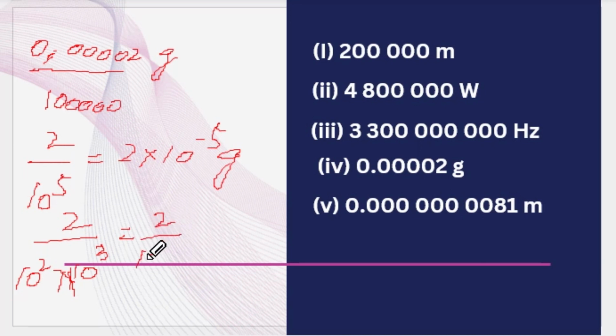And 2 over 100, if we divide using a calculator, can be written as 0.02. And 10 to the power minus 3 is a prefix, and we use small m, which is milli, with gram, and we can write it as 0.02 milligram. Now we go to the next example.